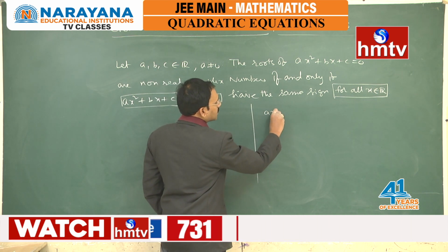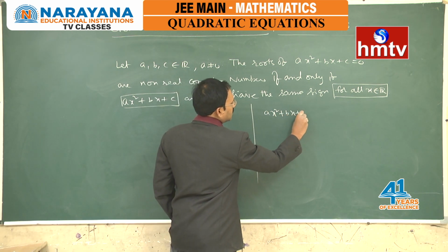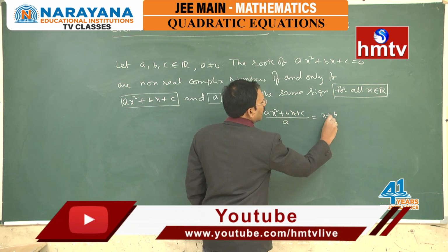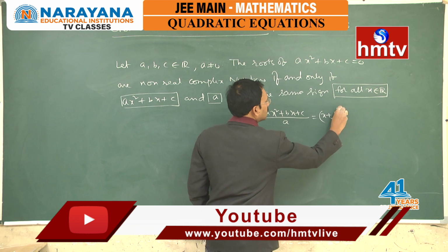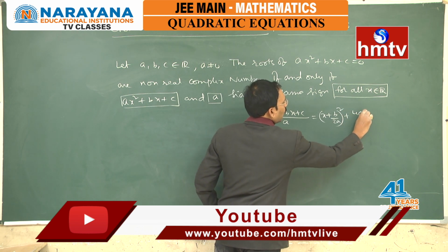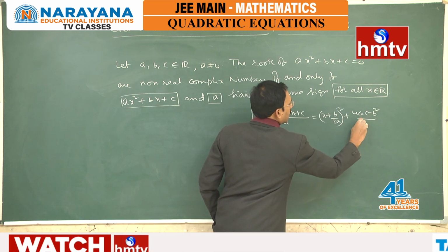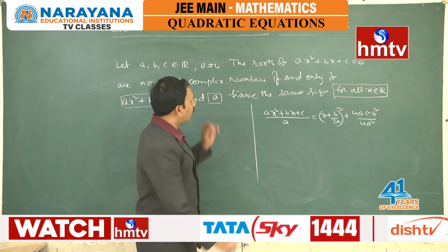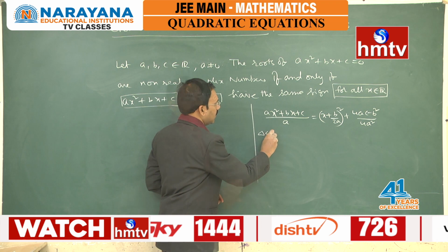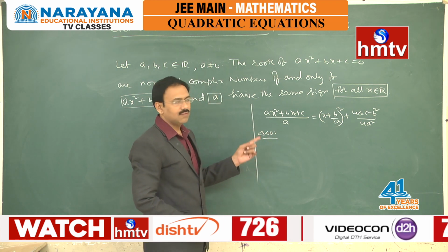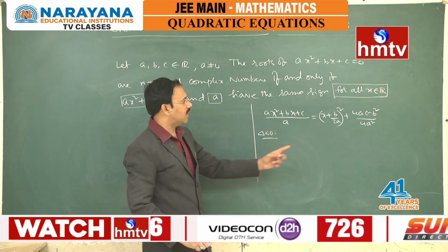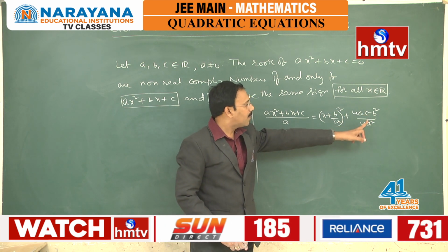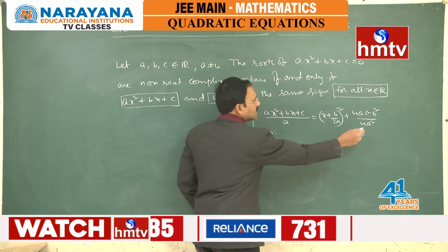Suppose we take ax square plus bx plus c by a. We know that it can be written as x plus b by 2a whole square plus 4ac minus b square by 4a square. Now, suppose delta is negative. If delta is negative, b square minus 4ac is negative, so 4ac minus b square is positive, and positive by positive, this expression is always positive.